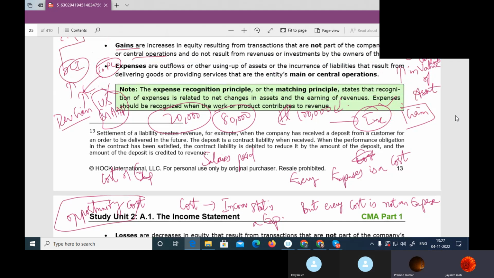So expenses can be a decrease in the value of an asset, or an increase in liability can create expenses for you. Why? Because if you take more loans, you have to pay more interest. So that creates an expenditure, correct?